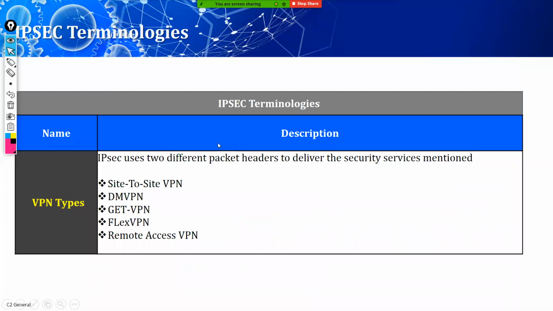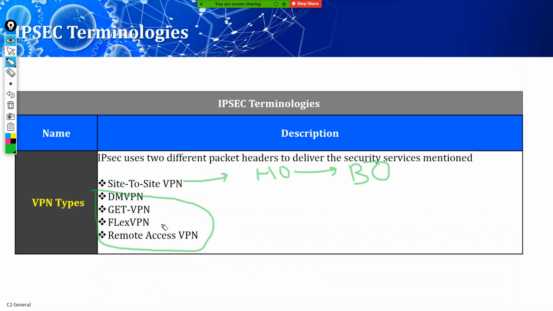We have different types of VPN. Site-to-site VPN is commonly available. Then DMVPN, GET VPN, Flex, and Remote. These four are Cisco proprietary, and site-to-site VPN is the generic one. Site-to-site VPN can be between a head office and a branch office.